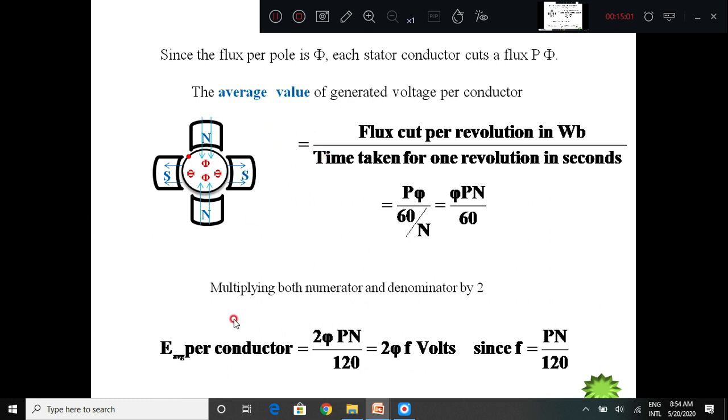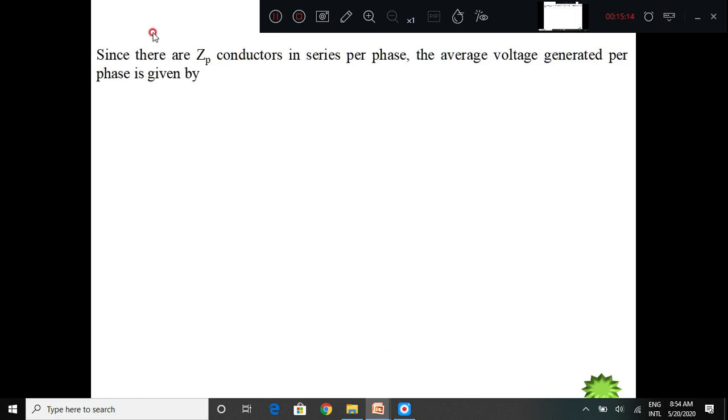Here, E average per conductor is 2 pi f. That is, for a single conductor, the average induced voltage is 2 pi f volts. Then if there are ZP number of conductors per phase, E average per phase is 2 f pi into ZP.